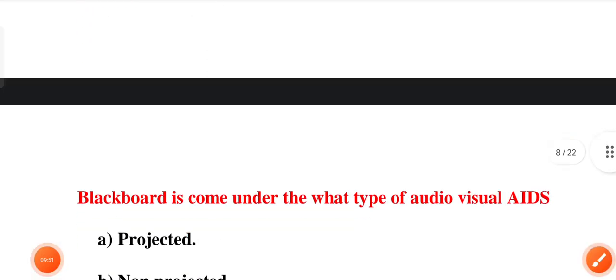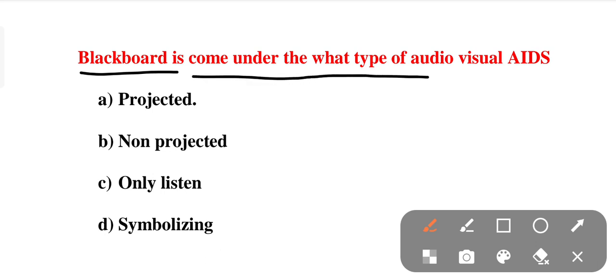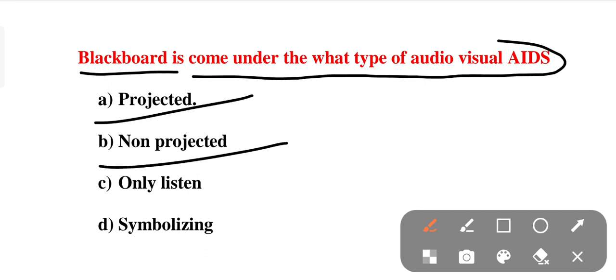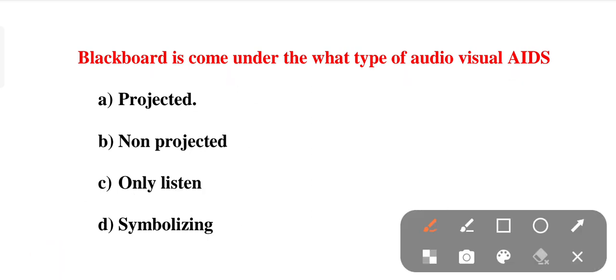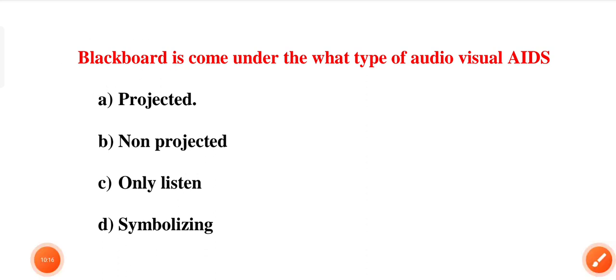So the next question is, blackboard comes under what type of audio visual aids? I already said the options: projected, non-projected, only listen, or symbolism. The right answer is projected. So the blackboard will come under the projected type of AV aids.